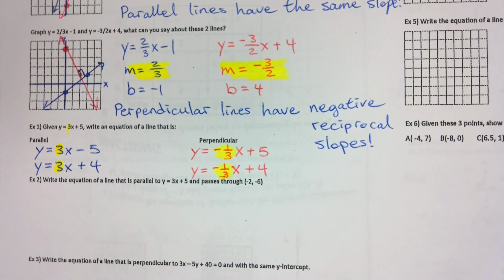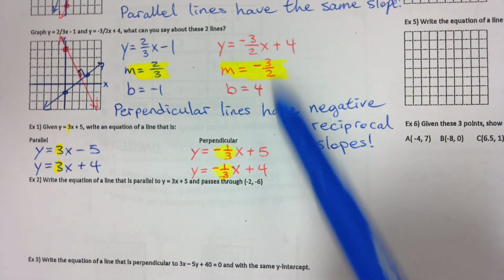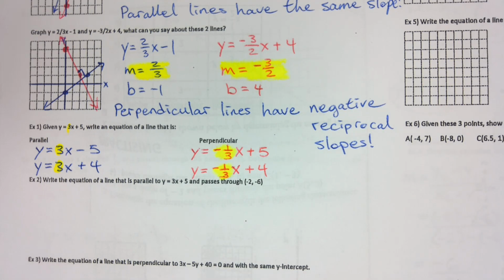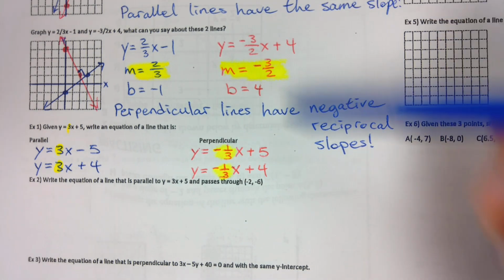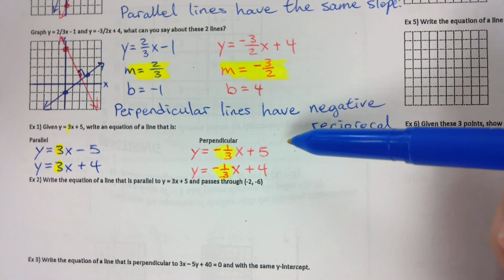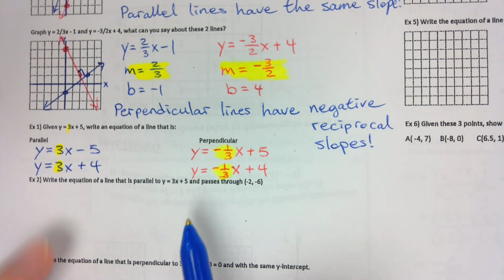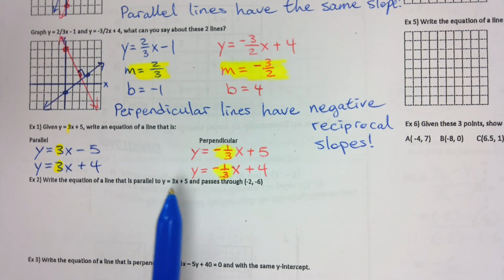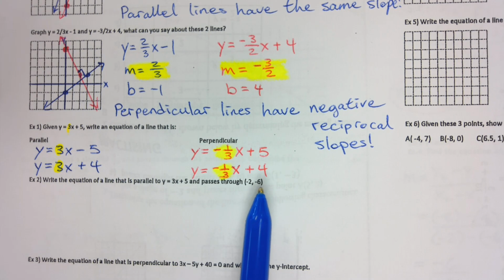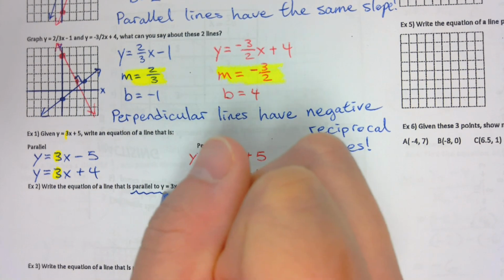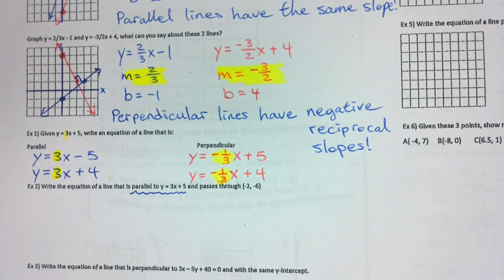Okay, so this was actually like last week's. So we're just refreshing our memory about what we learned last week with parallel and perpendicular lines. Now we're gonna apply it to what we did yesterday. So write an equation of a line that's parallel to this and goes through this point. So parallel to this, what does this imply? Sam?